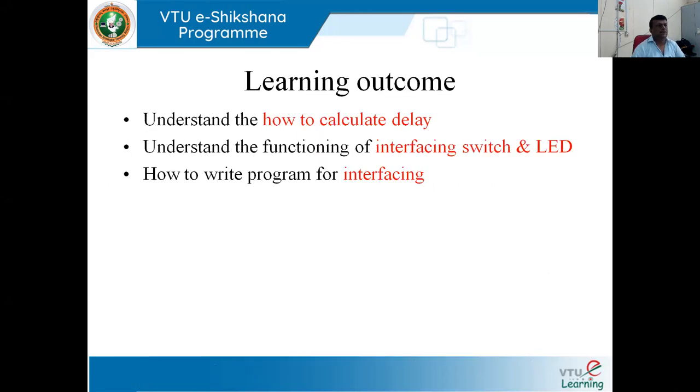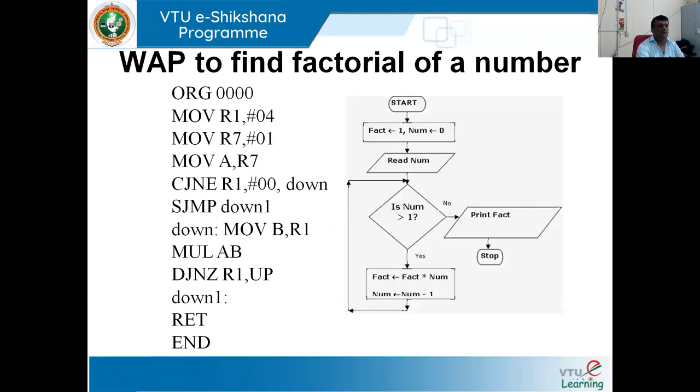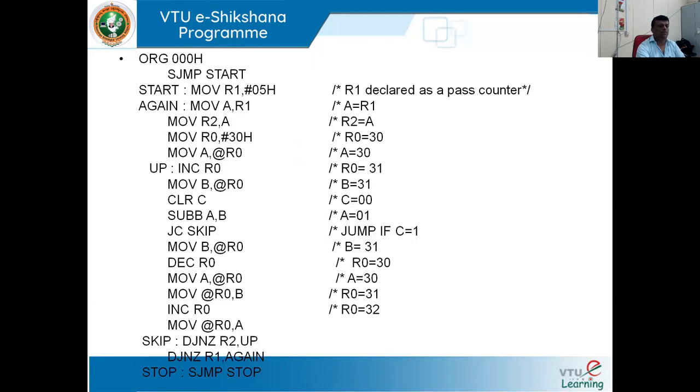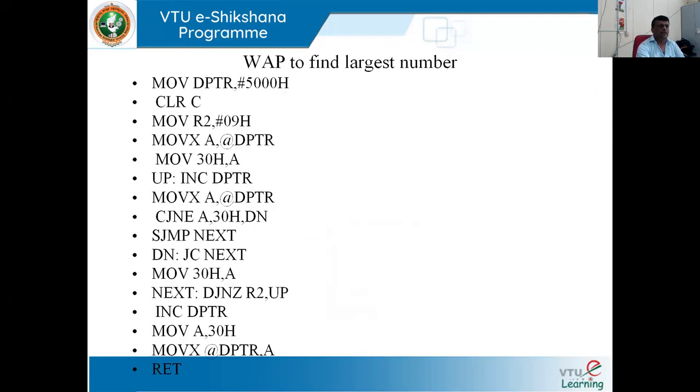In the last class, we discussed how to write programs for finding the Fibonacci series and how to find the factorial of a given number. Then we discussed how to write a program for arranging numbers in either ascending or descending order. We also discussed how to write a program for finding the largest or smallest number in a set of numbers.